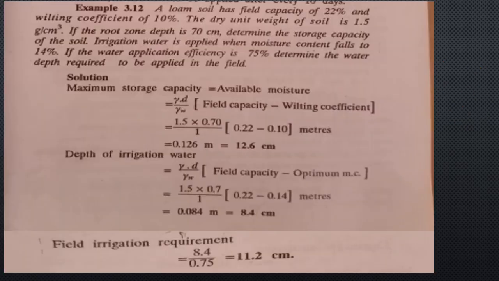Okay, let us move on to the next question. Here a loam soil, that is a type of soil, has a field capacity of 22% and wilting coefficient or wilting point of 10%. Now the dry unit weight of soil is 1.5 gram per centimeter cube and root zone depth is 70. We have to find out the storage capacity of the soil, and then irrigation water is applied when moisture content falls to 14%. If the water application efficiency is 75%, we have to determine the water depth required to be applied in the field. So first let us draw that pictorial representation.